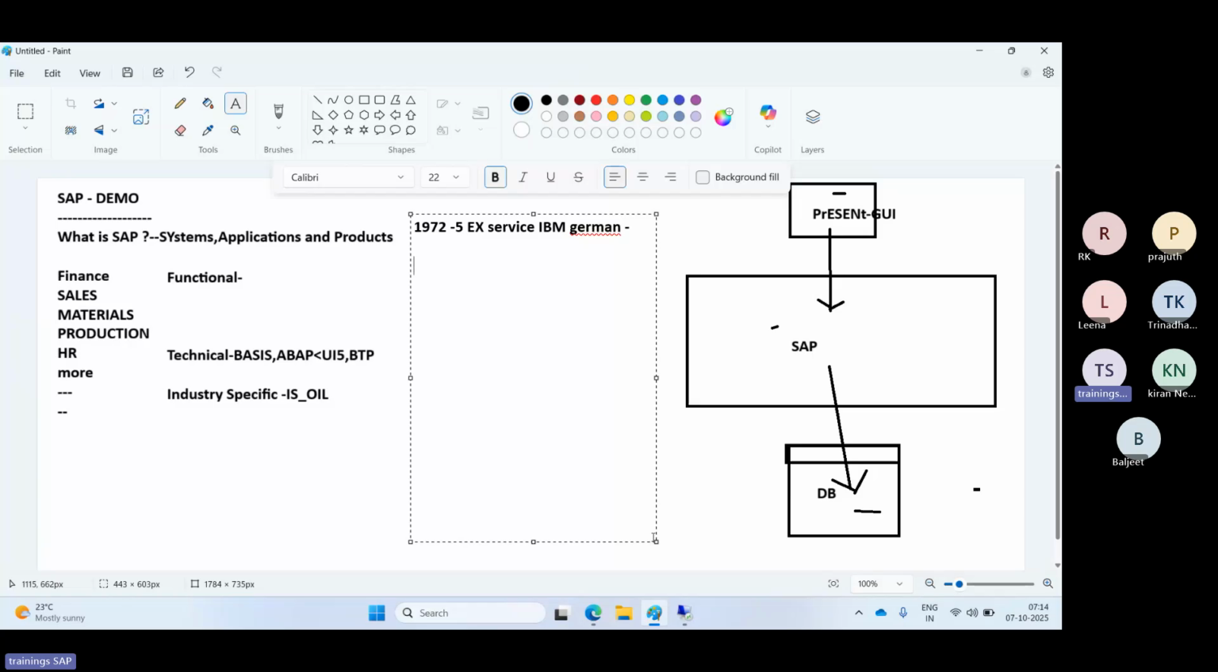There are many products. Earlier it was only on premises. Now we can also install the deployment in the cloud, in a hybrid model, or on premises. We can install the SAP application anywhere. That is the main important thing here.